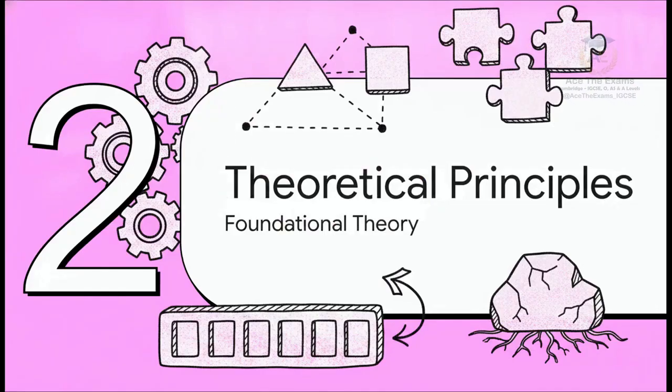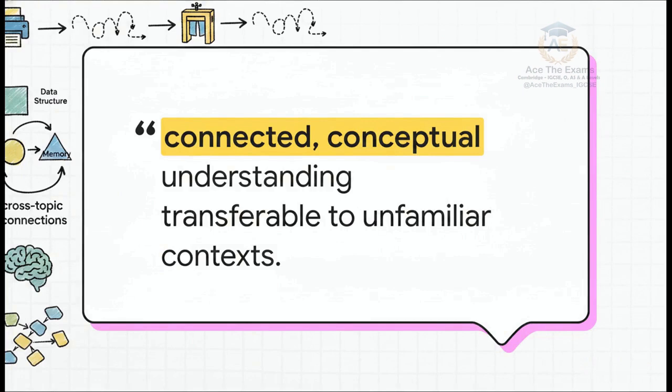Section 2, Core Theoretical Principles. Let's see how we transform those red pen marks into green check marks. Listen to this exact quote straight from the principal examiner reports. Top-performing students exhibit connected, conceptual understanding transferable to unfamiliar contexts. Cambridge isn't going to just ask you to program a queue in a blank vacuum. No, they will give you a totally unfamiliar context. Maybe it's a digital conveyor belt for an airport luggage system, or a print spooler for a busy office network.